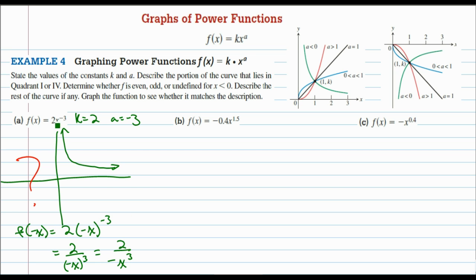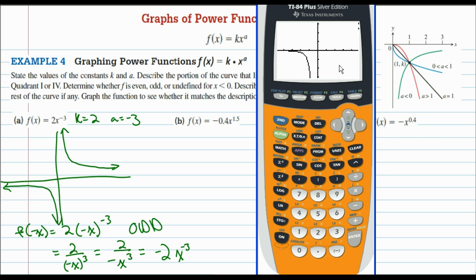I had positive 2x to the -3rd power. This is -2, the negative sign with the 2, and then x to the third is in the denominator. See how that would be x to the -3rd power if you wrote it all in a row? So this function is in fact odd. Therefore, the rest of this graph, we now know what it looks like.